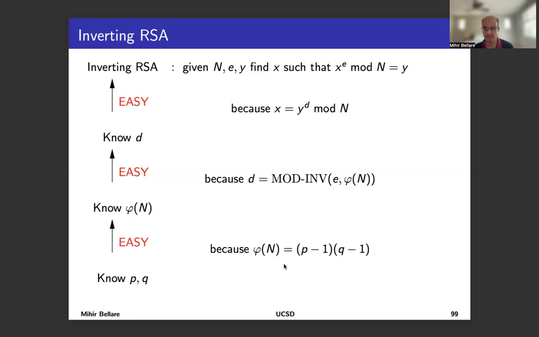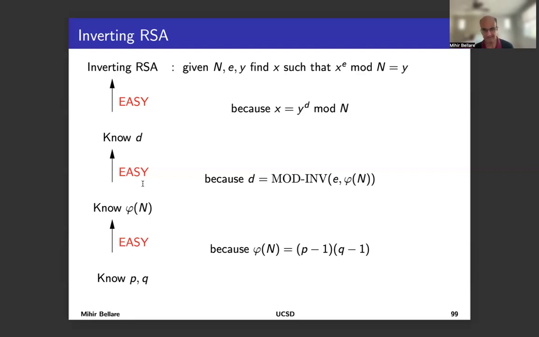But again, a bit of a caveat. Where are the p and q? They're not given to you either. We know that n is equal to p times q, but they weren't given. So we come to the final link in the chain, which says, knowing that n is p times q, figure them out, and then you can invert RSA.